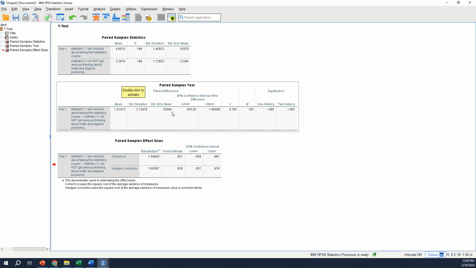Then the error term here is the standard error, because again, these are estimates. These mean scores are estimates of what's going on in the population.